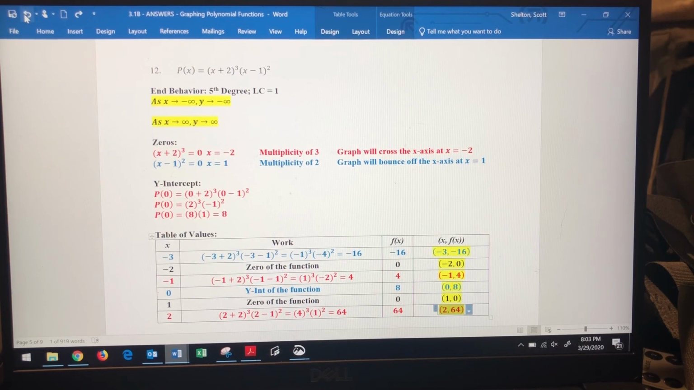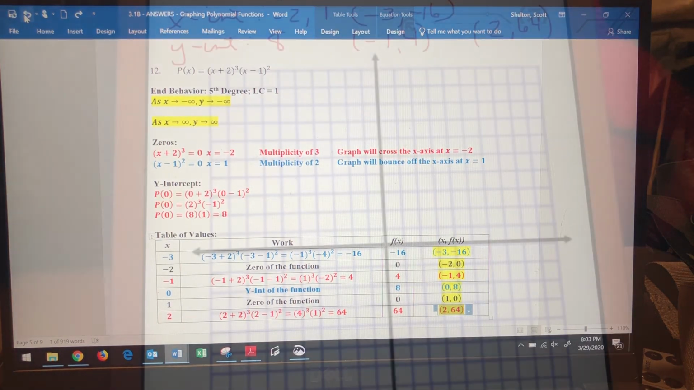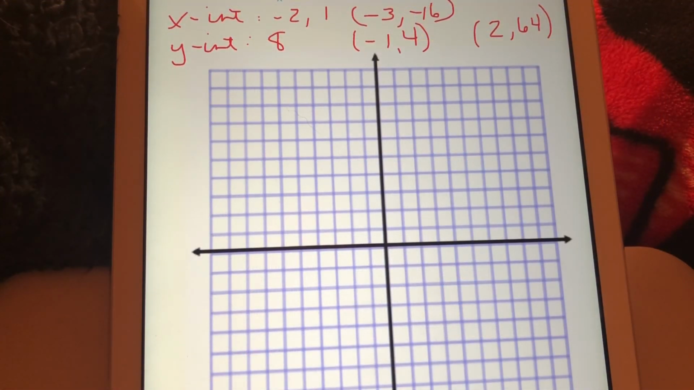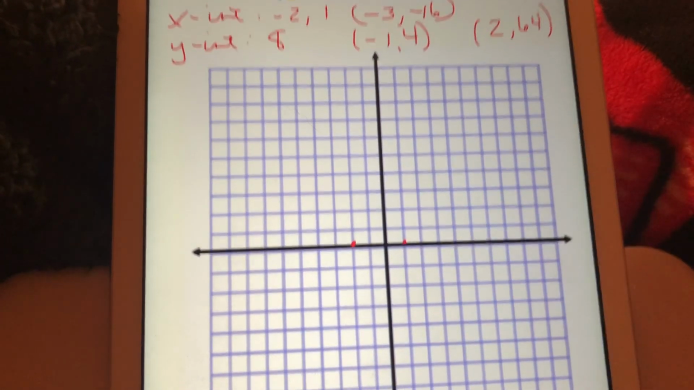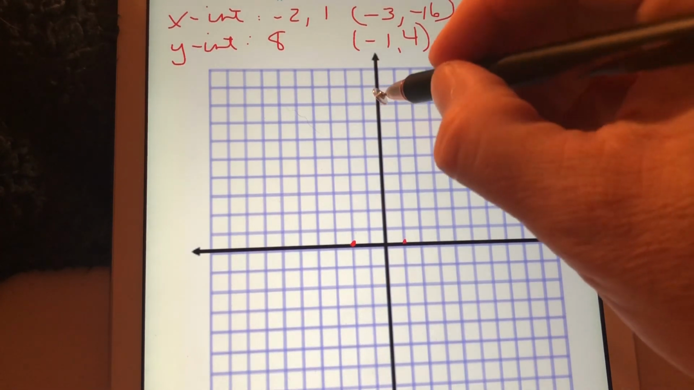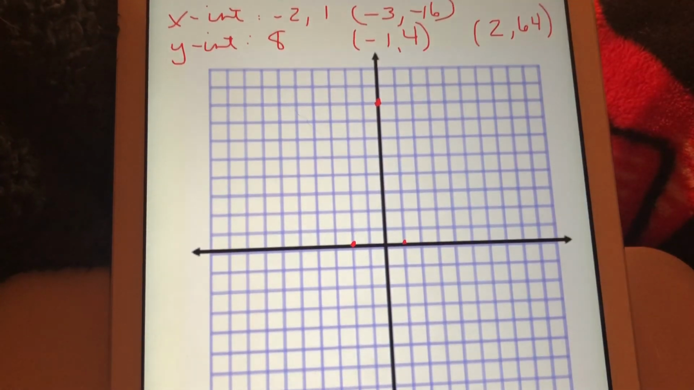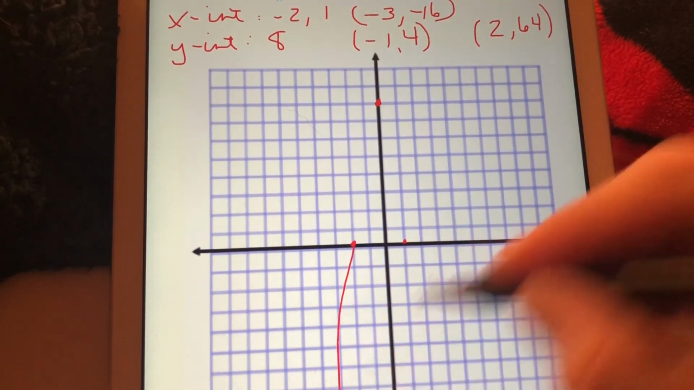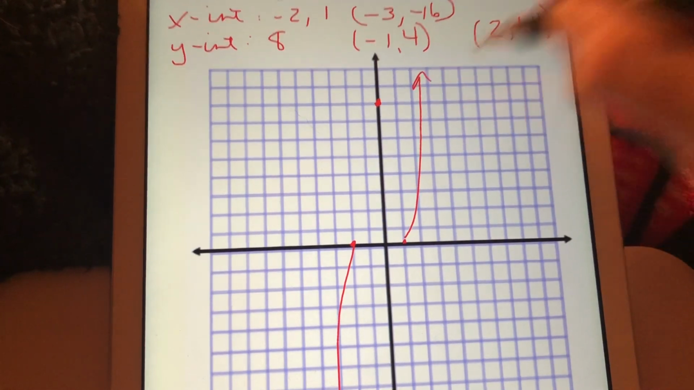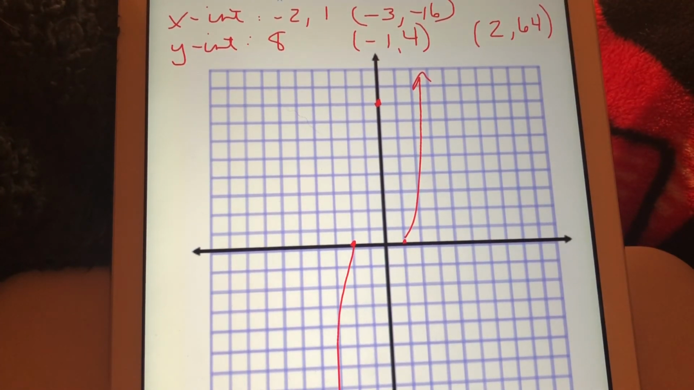So let's plot those points and see what the graph looks like. All right, so the graph of number 12. Remember, we had 2 x-intercepts here at -2 and +1. We had 1 y-intercept up here at +8. Remember the end behavior again from these intercepts. This is going to go down here like this, and this is going to go up here like this. Now we're just looking at what's happening between those intercepts.